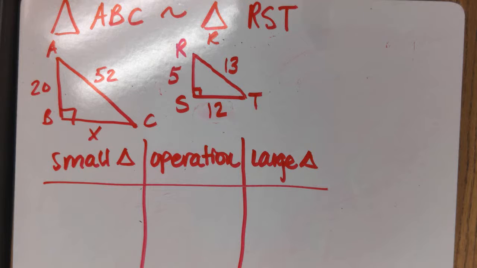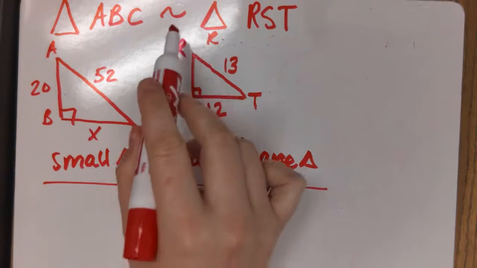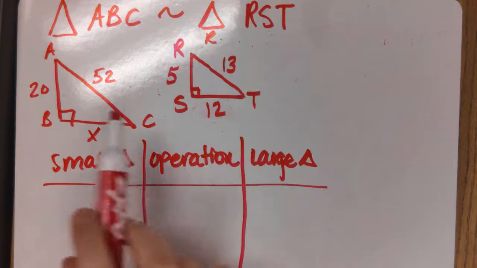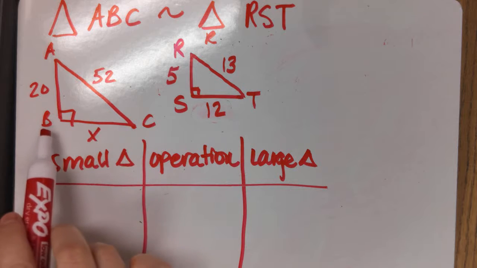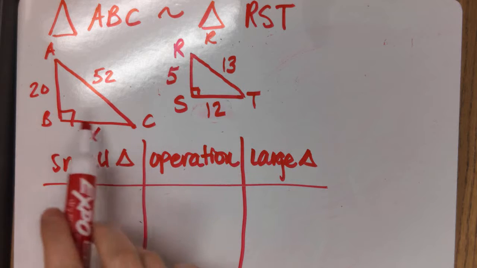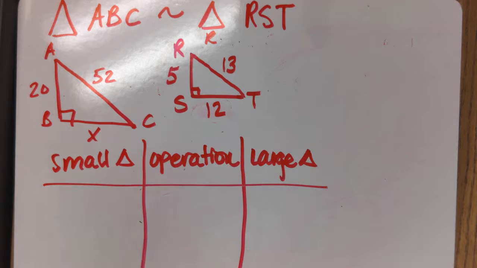Okay, triangle ABC is similar to triangle RST, and we are going to find the value of the missing side, which is side length BC, and it's labeled with X. To do this, what I like to do is to make a table of the corresponding sides.